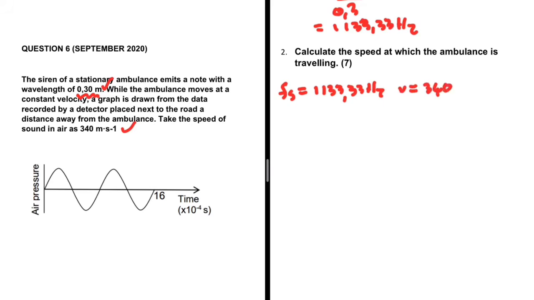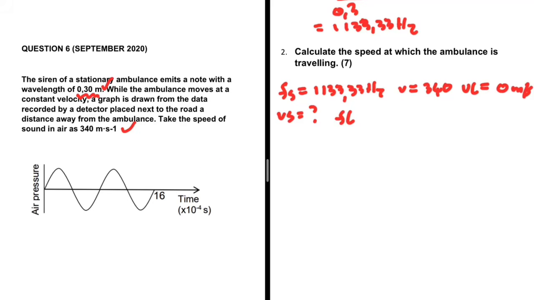We have the speed of sound in air, so V is equal to 340. Do we have the velocity of the listener, the velocity of the detector, or is it stationary? Recorded by a detector placed next to the road at a distance. So VL, the velocity of the listener or the detector, is 0 meters per second. We're interested in VS, the velocity of the source. We still need FL and need to figure out whether the ambulance is moving away or towards the detector. But we have a graph here, and that's what we are going to use.